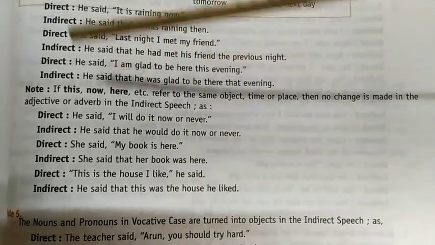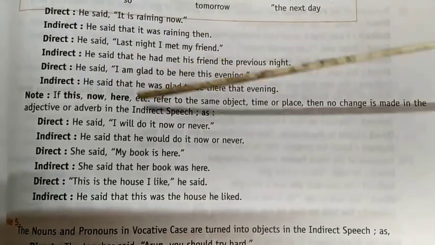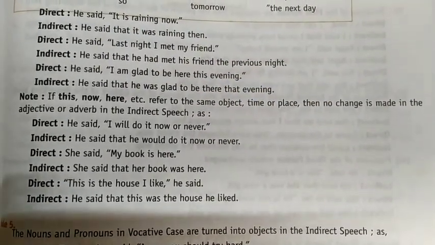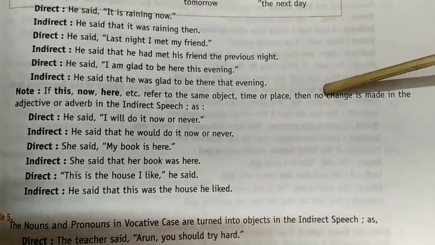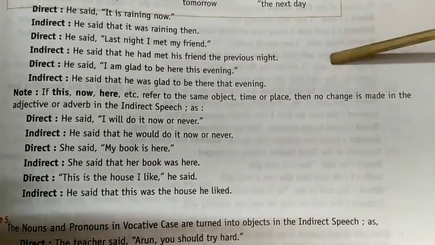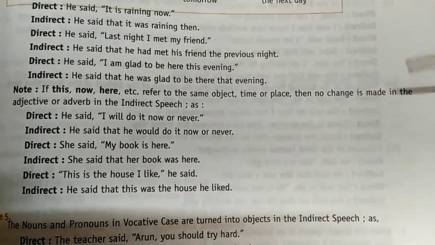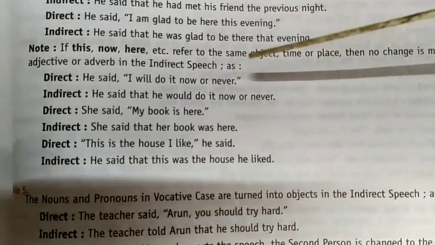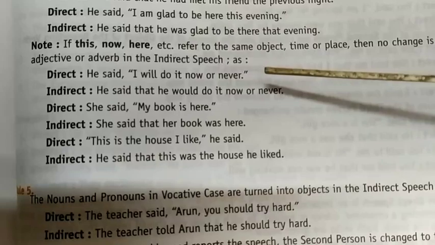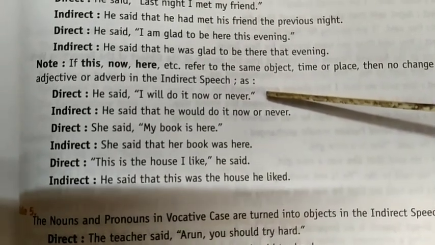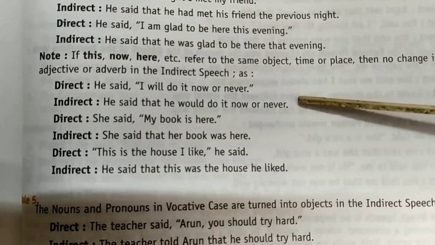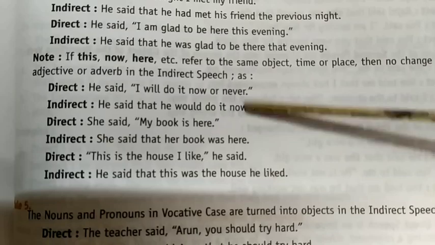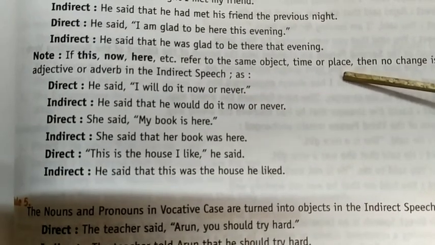Let us see. If the words this, now, or here refer to the same object or same time or place, then there should be no change. We don't have to make change. So then no change is made in the adjective or adverb in the indirect speech. Let us see how. For example, he said, I will do it now or never. He said that he would do it now or never, because these words are referring to the same object.